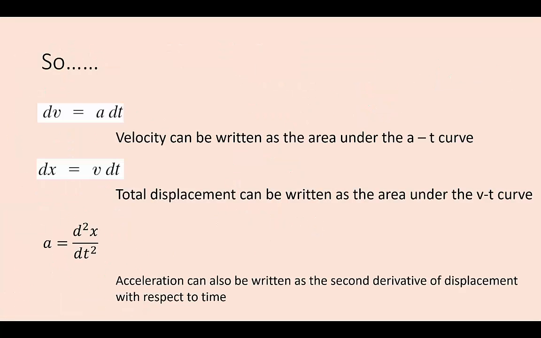dv equals a dt, and velocity can be written as the area under an a-t curve. Or dx equals v dt, and the total displacement can be written as the area under a v-t curve. And finally, a is equal to d²x/dt², where acceleration can also be written as the second derivative of displacement with respect to time.